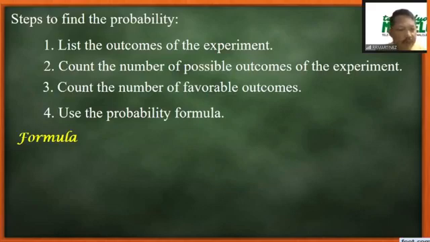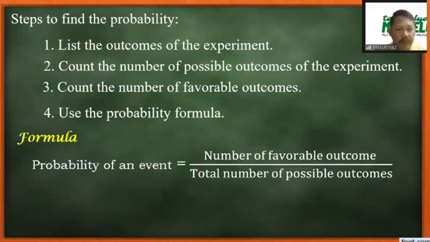And what is the formula? The formula is the probability of an event equals the number of favorable outcomes all over the total number of possible outcomes, which is denoted by P(E) equals the number of elements in the event all over the number of elements in the sample space.